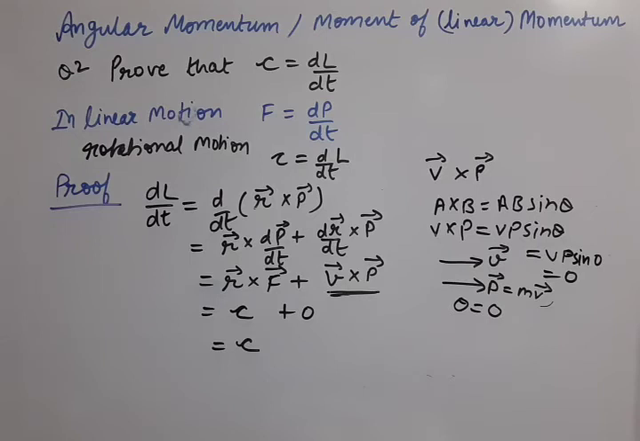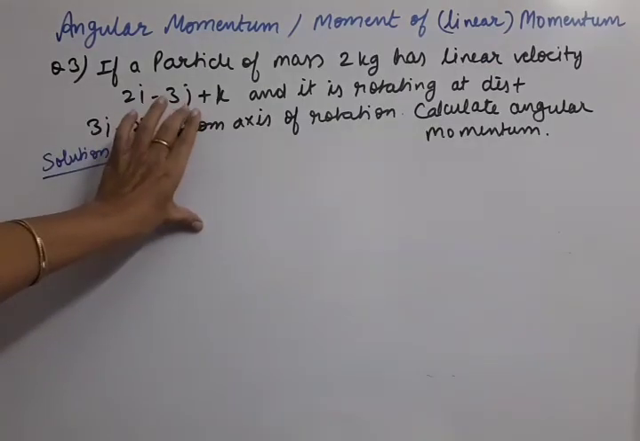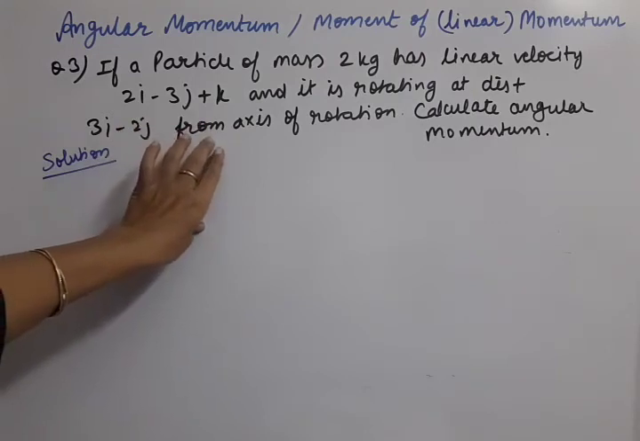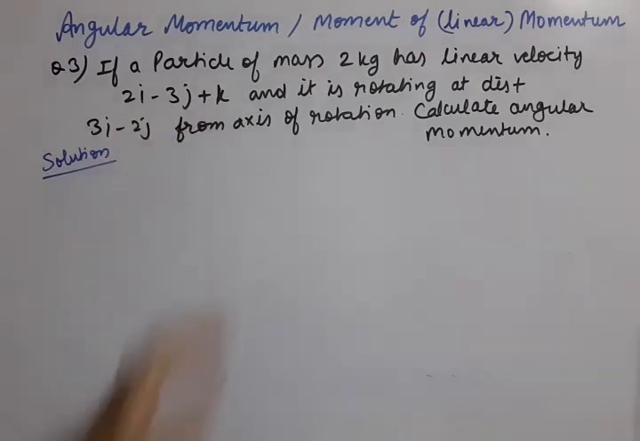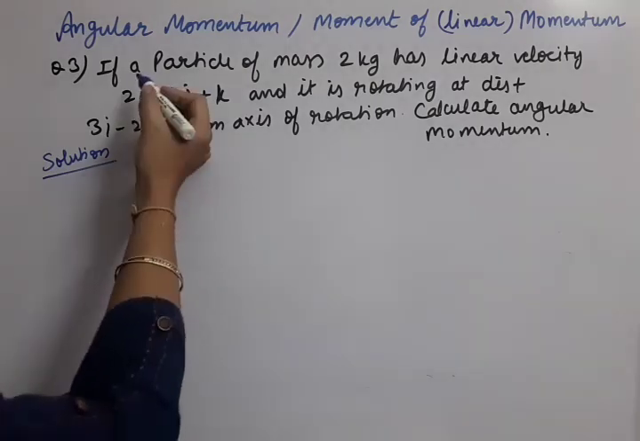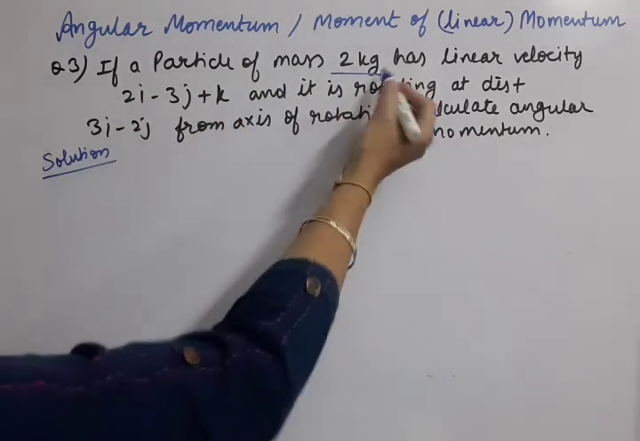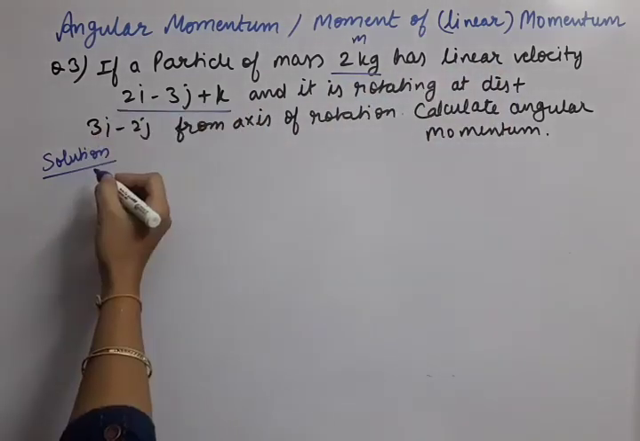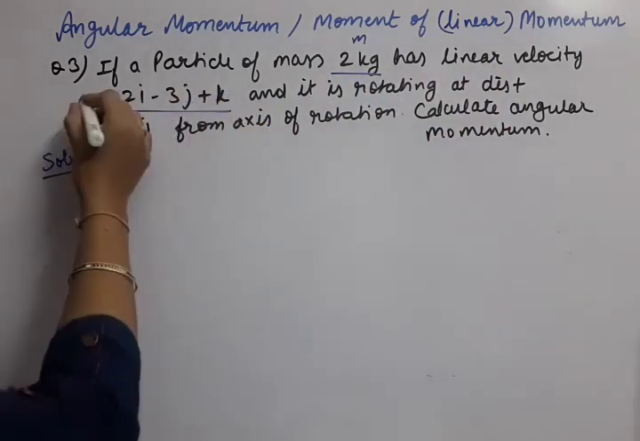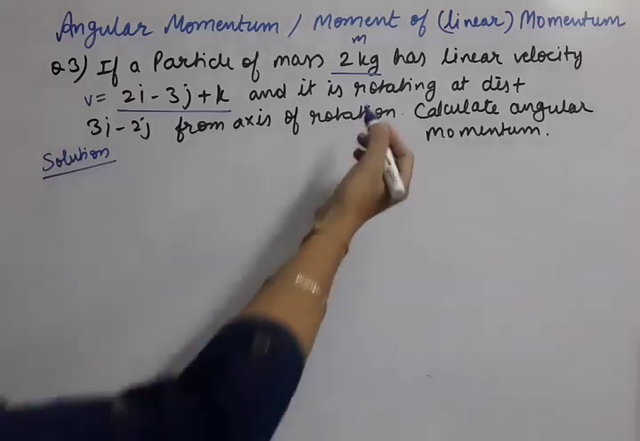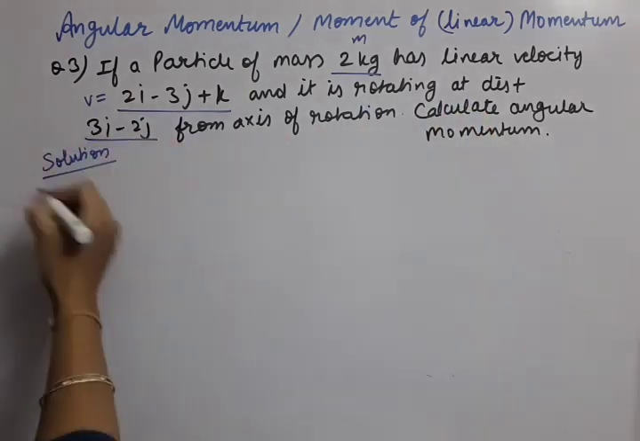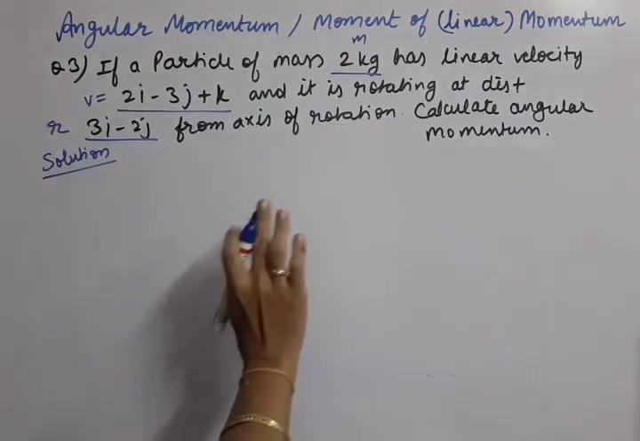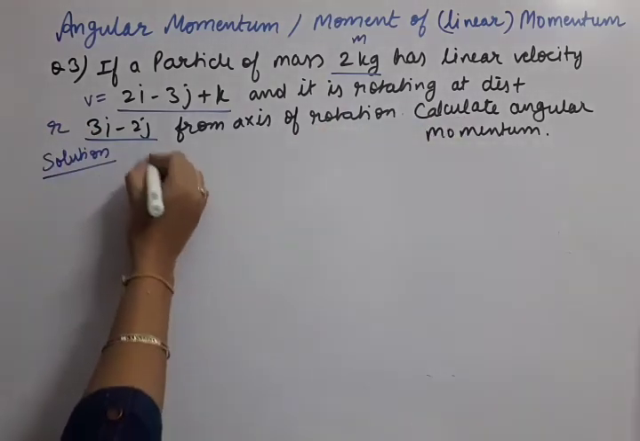Now let us come to some numericals. We have solved the torque numerical, in the same manner how to solve the angular momentum numerical. So let us read the question. Particle's mass is given 2 kg. Its linear velocity is 2i minus 3j plus k. So this is linear velocity v, and it is rotating at a distance 3i minus 2j, that means r, from the axis of rotation. Calculate angular momentum.